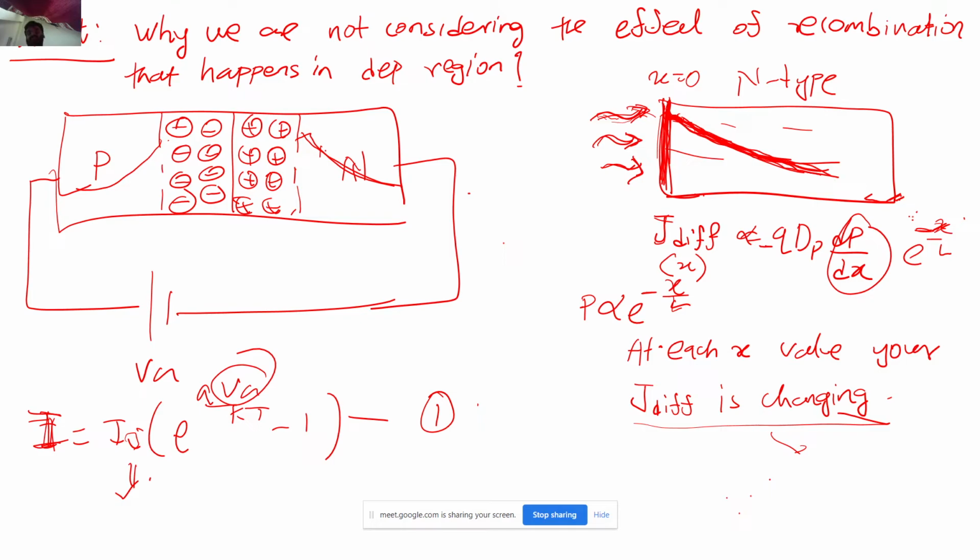Now, the other person told me it will annihilate. Yes, exactly. As the excess holes move from the left to the right side, they are getting recombined. That's why your concentration is decaying over here.